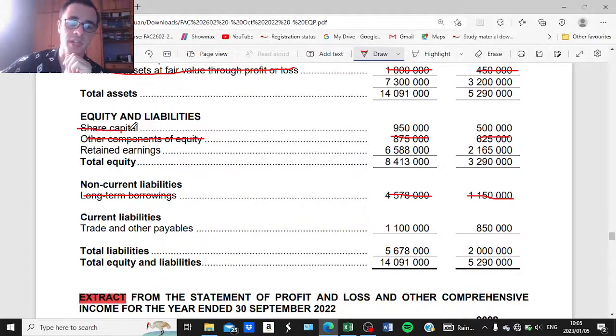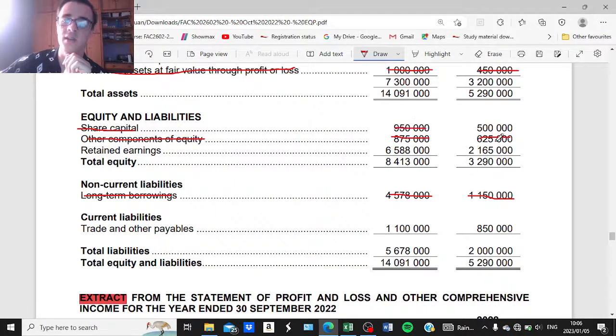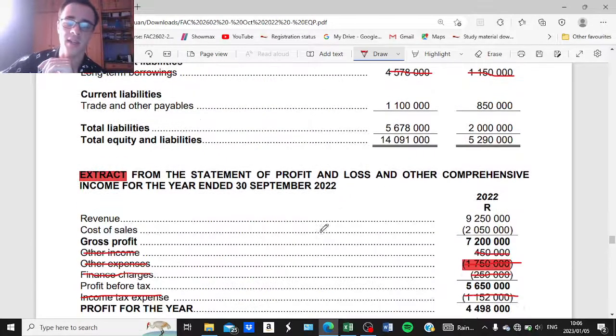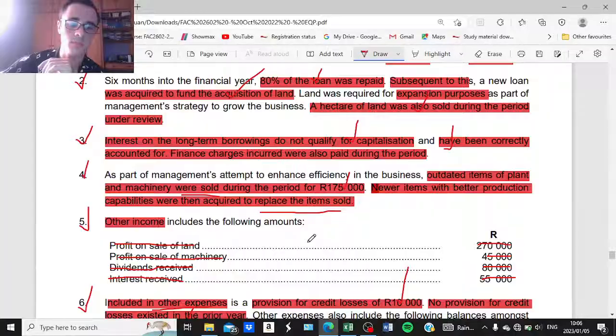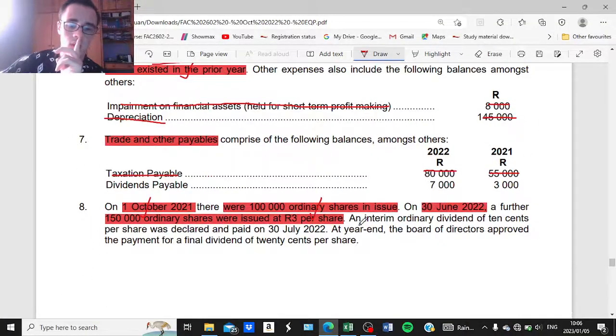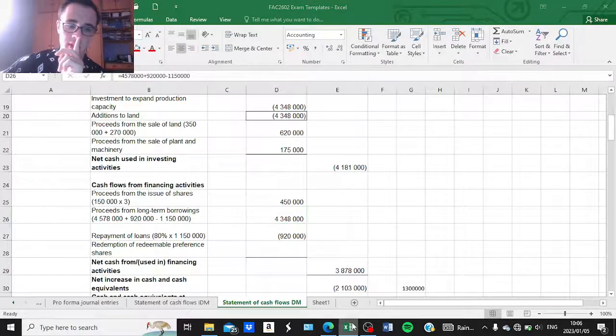Another way of calculating this is by looking at your given balances for share capital. The closing balance for share capital is 950,000. The opening balance was 500,000. So there was an increase of 450,000. That is just confirmation that we have calculated that amount correctly. So that is the value of the additional shares issued, which we have shown in the financing activities section as an inflow.